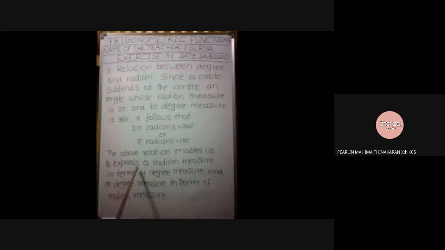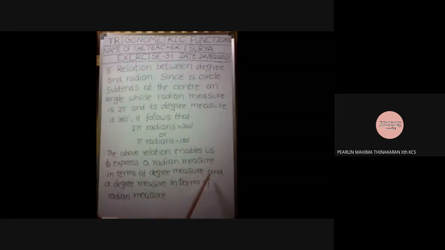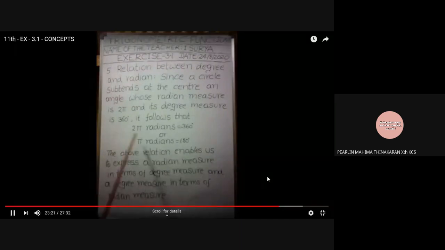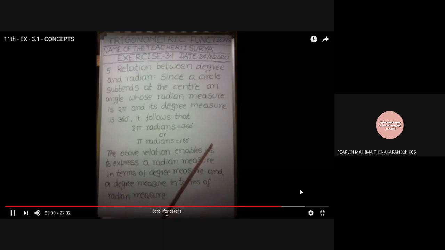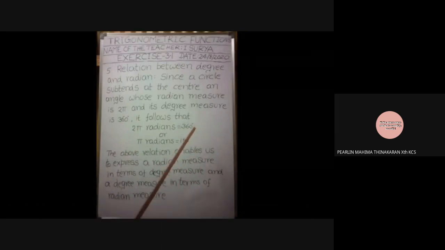The above relation enables us to express a radian measure in terms of degree measure and a degree measure in terms of radian measure. With the help of this relation, we can convert radian measure into degree measure and degree measure into radian measure of a given angle.